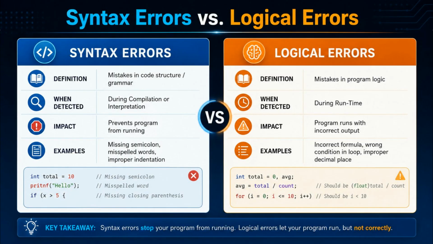Logical errors are mistakes in the program's logic itself, an incorrect formula, the wrong condition in a loop, caught only at runtime, since the program still runs, just with the wrong output.